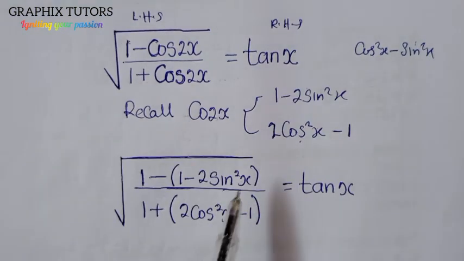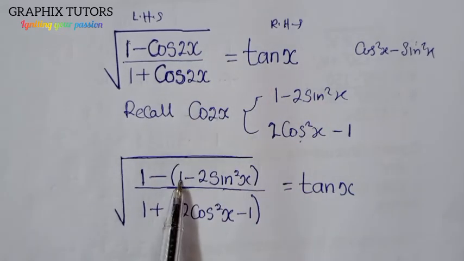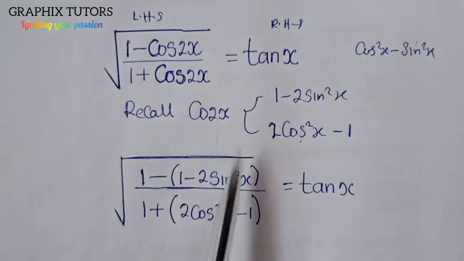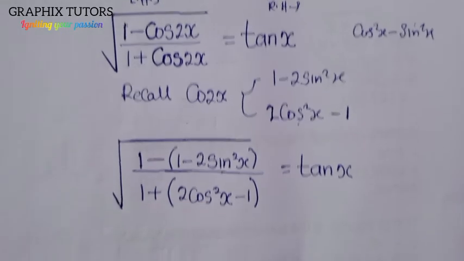Now, I have replaced them. Since I'm writing cos 2x, I replaced it with what? 1 minus 2 sine square x. And here I also replace with what? 2 cos square x minus 1 in the bracket. Now what will I do? I'll open the bracket so that I can have access to whatever is inside. So in opening the bracket, I am going to be having this.